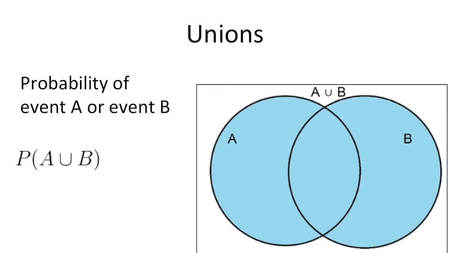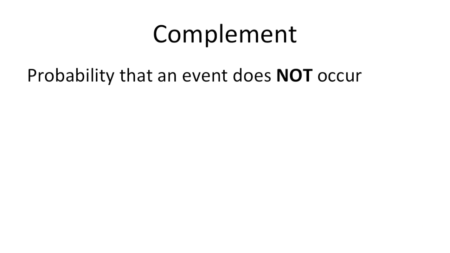Let's look at another Venn diagram. Again, we have event A being represented by the circle on the left, and event B being represented by the circle on the right. The probability of event A or B, which we can see here also includes the probability of A and B occurring together, is the whole blue shaded region. So any area that is within A or within B, including the area A and B. A complement is the probability that an event does not occur.